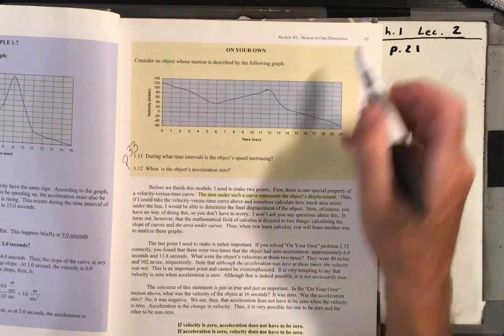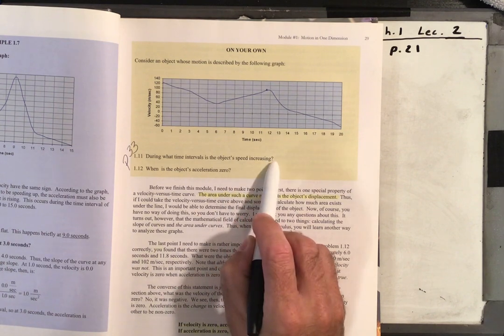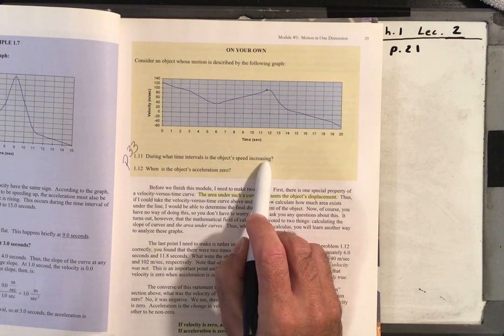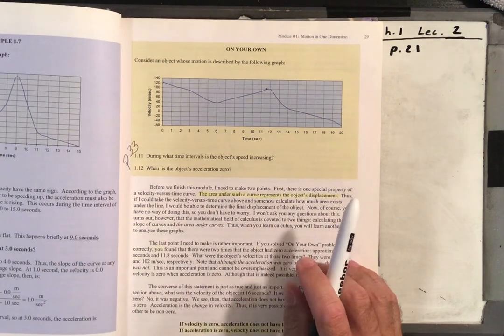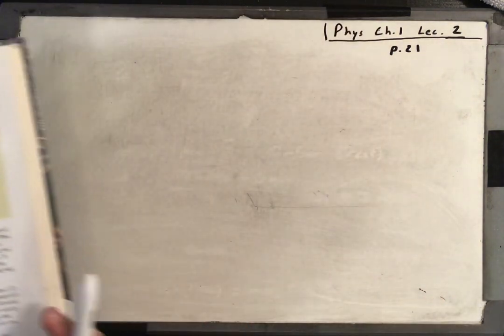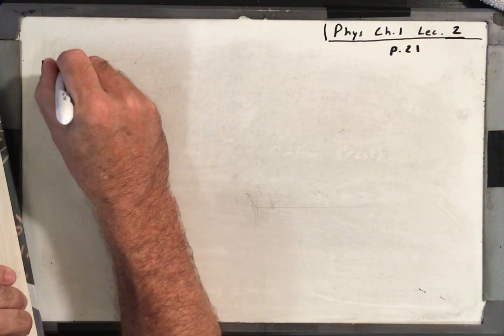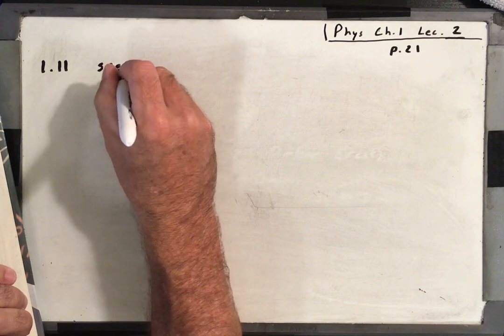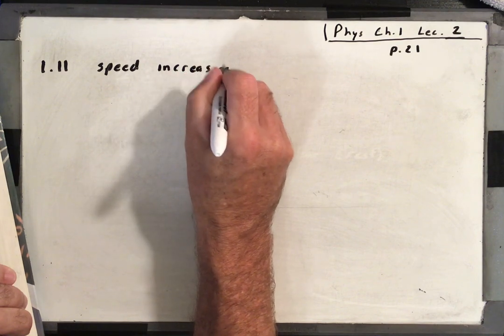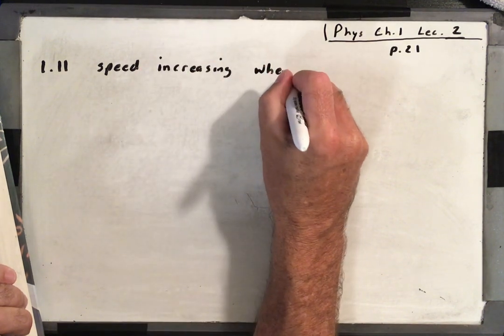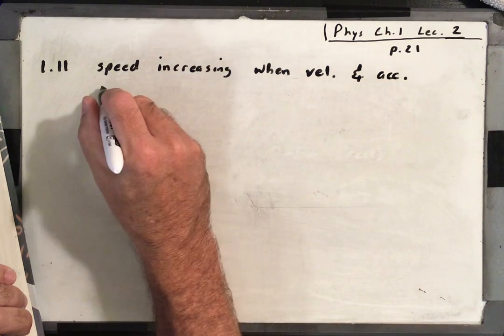Let's look at, on your own, 1.11, on page 29. It says, during what time intervals is the object's speed increasing? So when is the acceleration increasing? Well, the speed is increasing when velocity and acceleration have the same sign. So I'm going to go ahead and write this out. Speed is increasing when velocity and acceleration have the same sign.